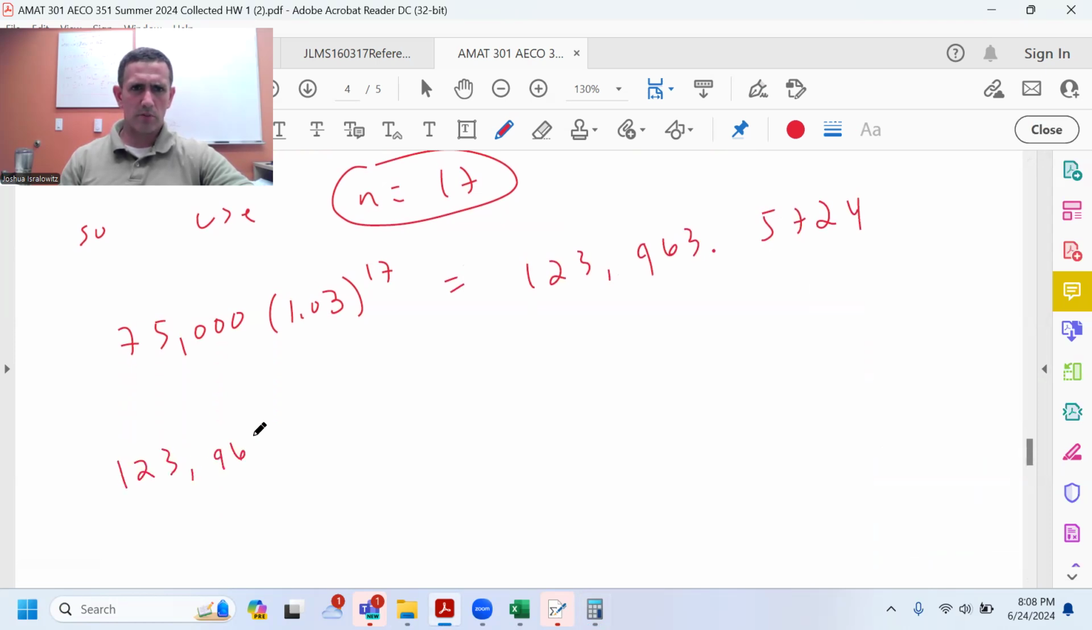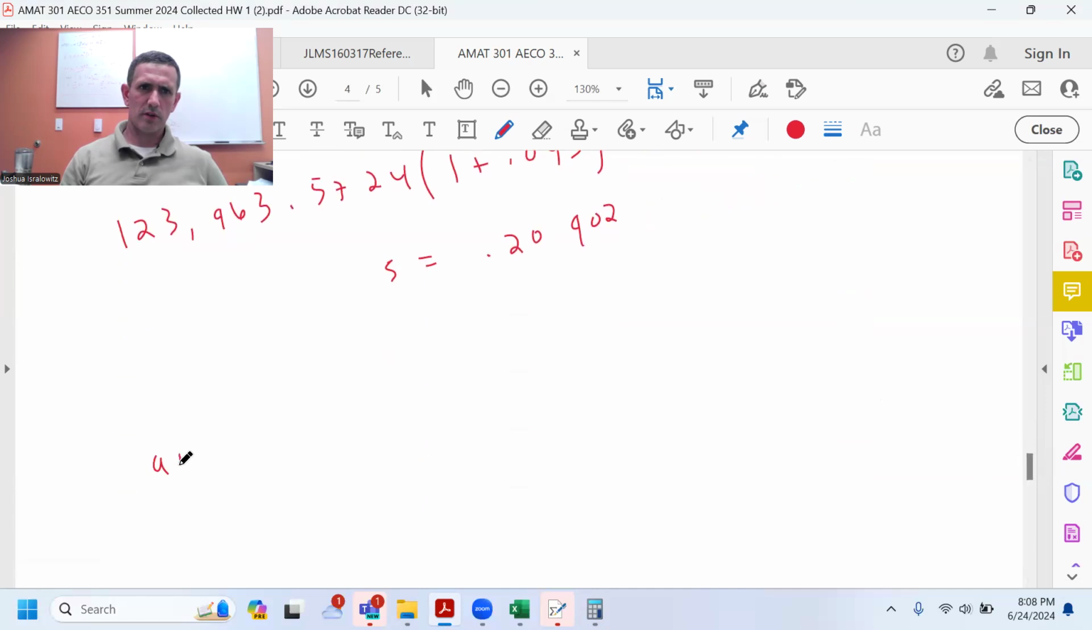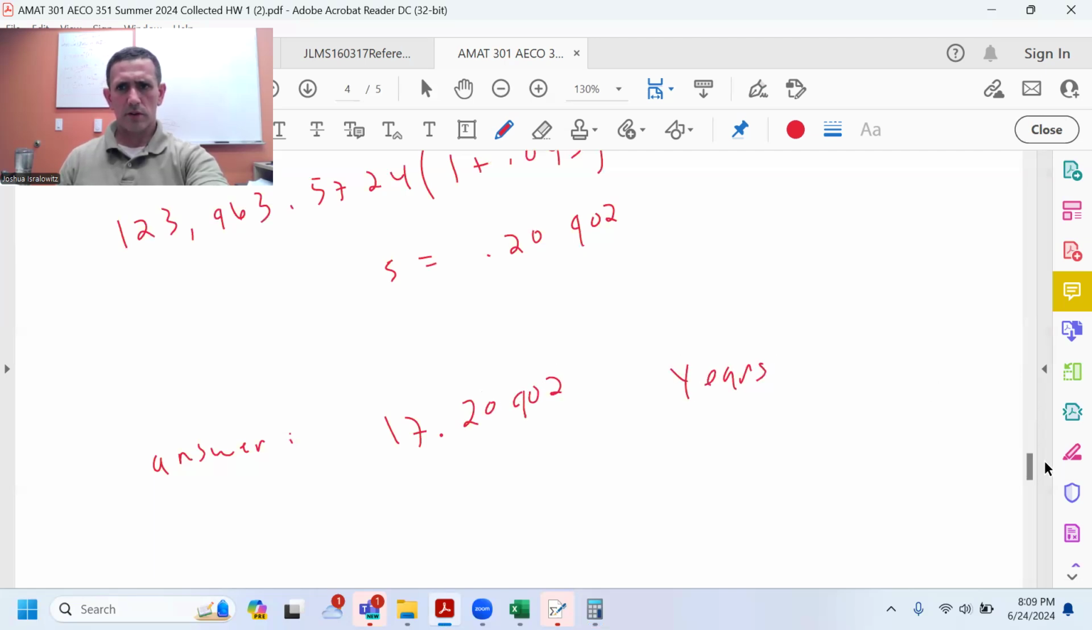Okay, so this amount earns simple interest: 1 plus 0.04s, where s is how much into the 17th year we're at. So this is 125,000. So solve for s, 0.2092. The answer is just simply total 17.2092 years.